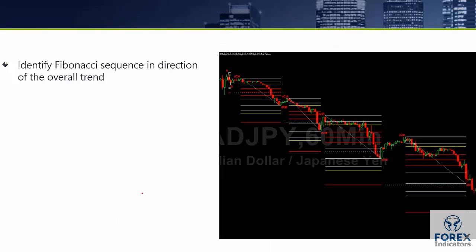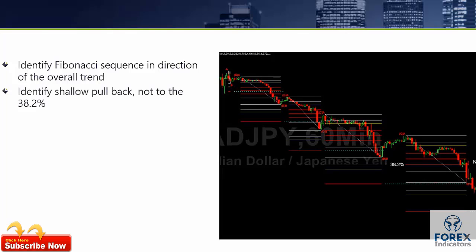So here's what it looks like. You can see here's the Fibonacci sequence, the market going lower, and you can see the pullbacks that we're targeting are these areas here. Here's the 38, here's the 38, and this one is the 38 up there. So identify the shallow pullback, not to the 38.2. If the market doesn't pull back to the 38.2, that's also very useful to us, because that's telling us that the market is very strongly bearish or strongly bullish.